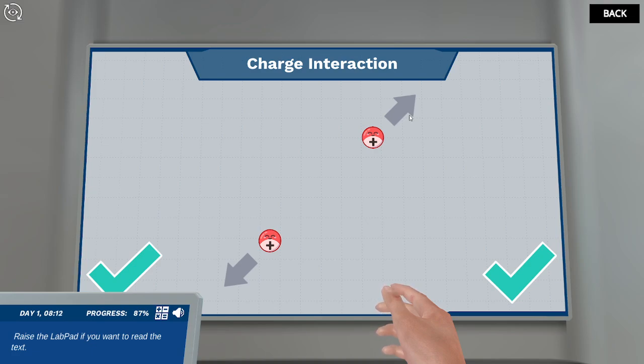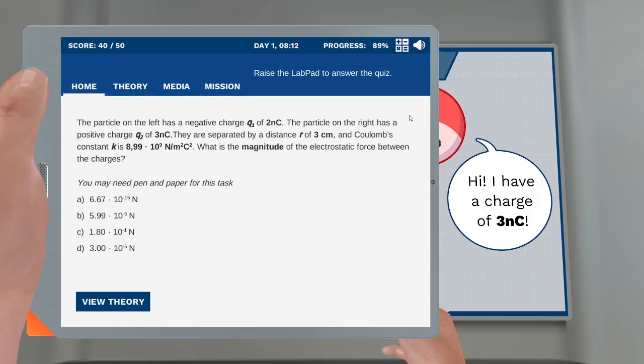We will put together everything we have learned and predict the magnitude and direction of the electrostatic forces between two charges. Are you ready? The particle on the left has a negative charge Q1 of 2 nanocoulombs. The particle on the right has a positive charge Q2 of 3 nanocoulombs. They are separated by a distance r of 3 centimeters, and Coulomb's constant K is 8.99 times 10 to the 9 Newton meter squared per coulomb squared. What is the magnitude of the electrostatic force between the charges? You may need pen and paper for this task.